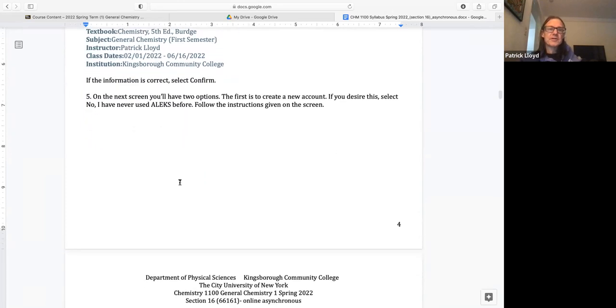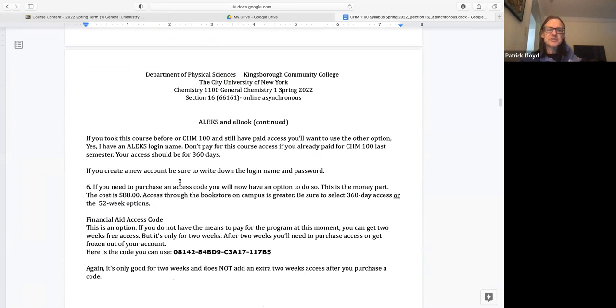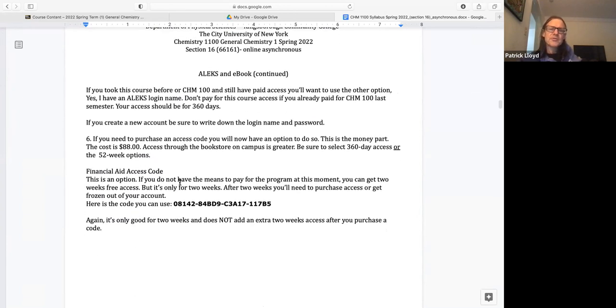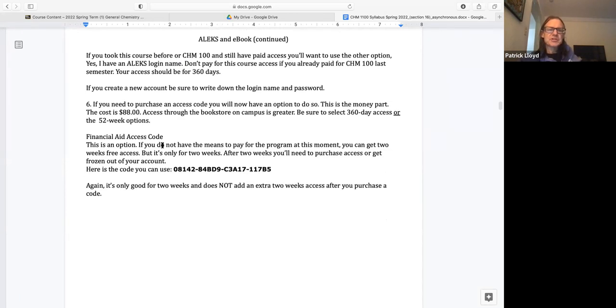Let's see. There's a little bit more detail, so you can read through this. Remember, this is all in Blackboard in the course documents. And then some more details about purchasing it again.